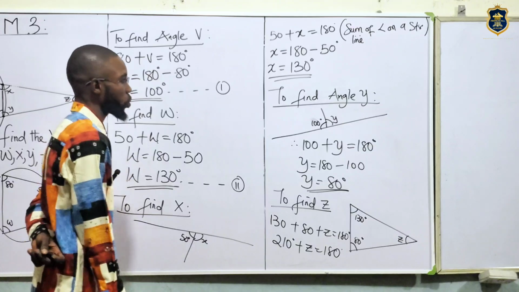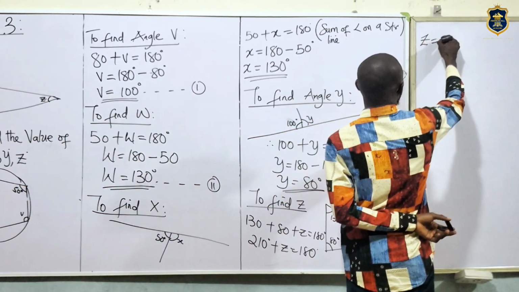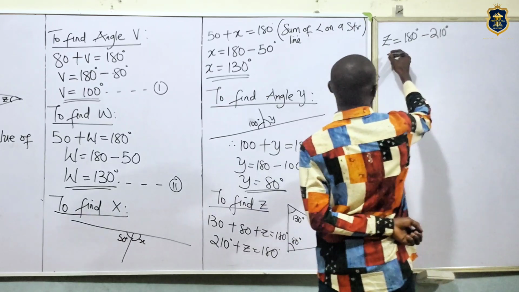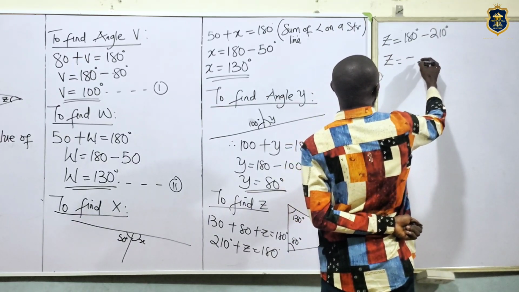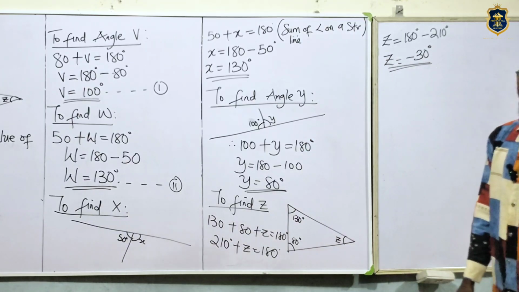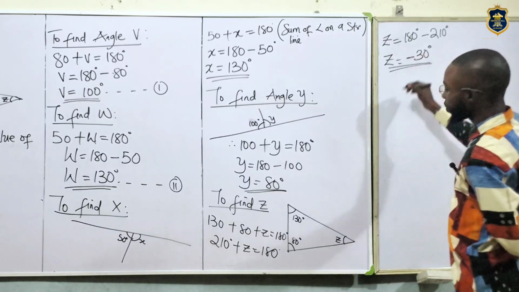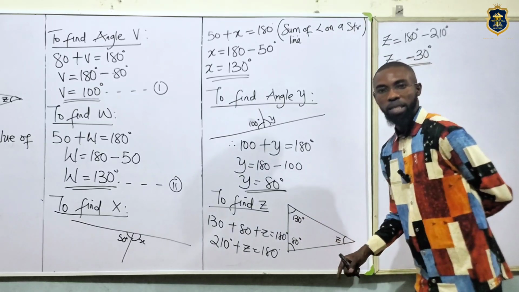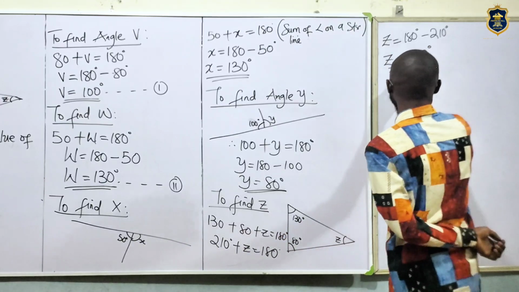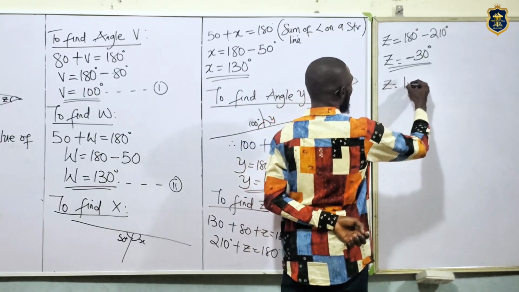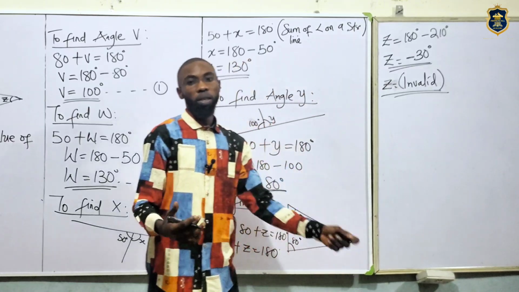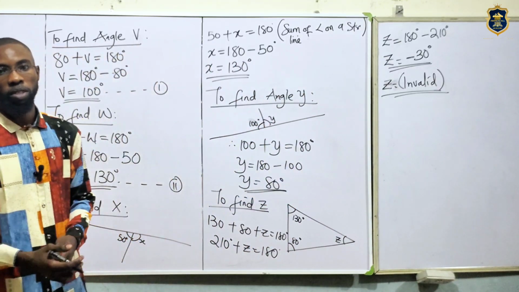So from there, Z becomes what? Z becomes 180 degrees minus 210 degrees, right? And Z will become minus 30 degrees. If you watch, Z is an invalid value. Are you getting it? Because there's no angle that is negative here. Even in the triangle, the angles must sum up to give us 180. If it is more than 180, it shows that this angle is invalid. So we know that angle Z is invalid.